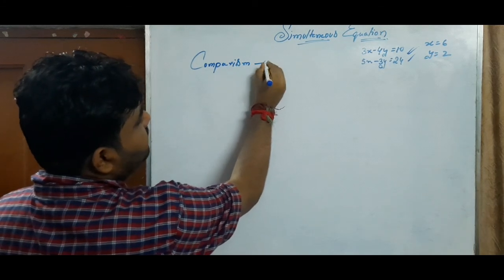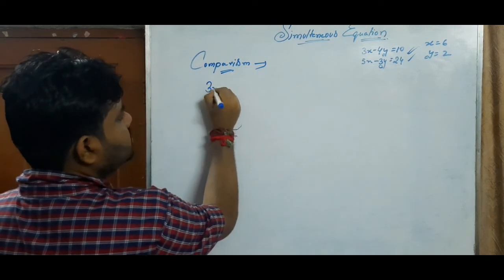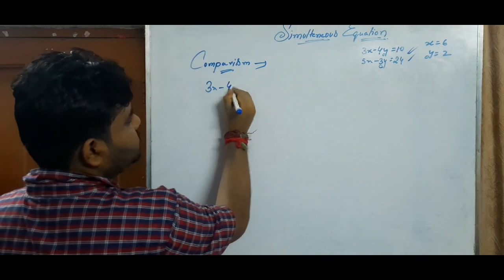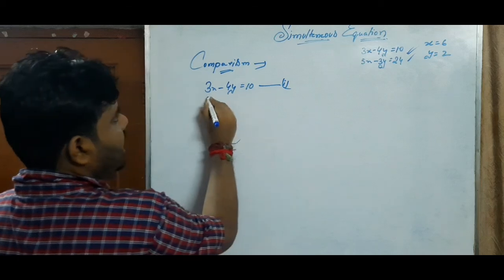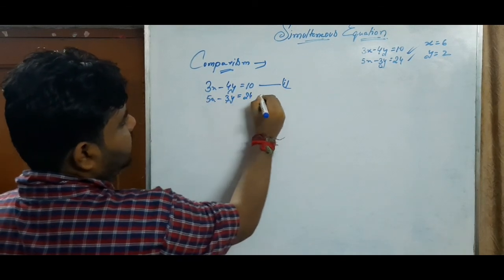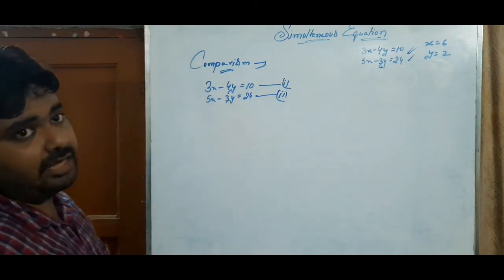The name itself depicts what we have to do. 3x minus 4y equals 10, equation 1, and 5x minus 3y equals 24, that is equation 2. Now we will express one variable with the help of the other.